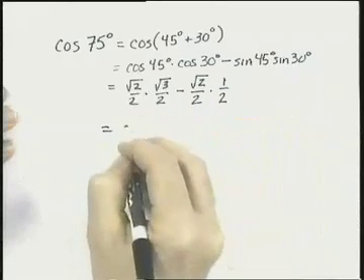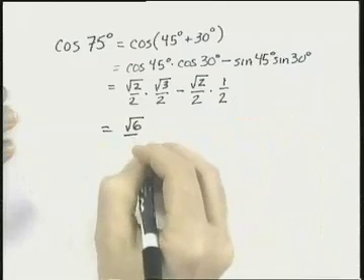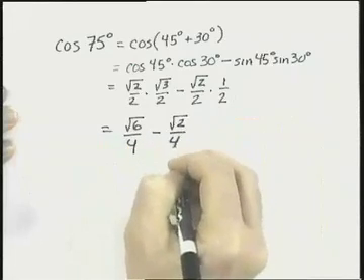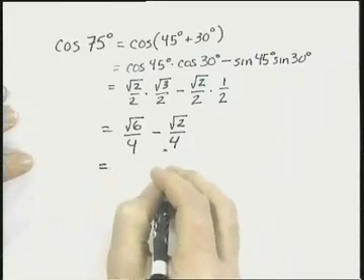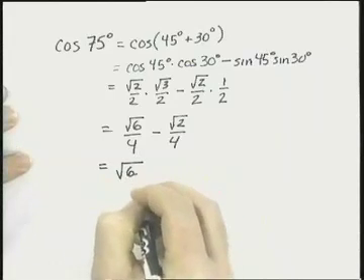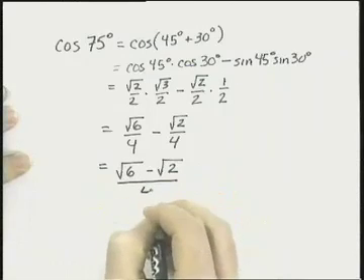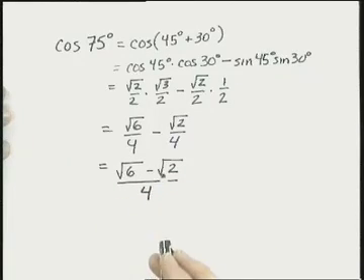Square root of 2 times square root of 3 is square root of 6 over 4, minus square root of 2 over 4. I have a common denominator, so I can write this as square root of 6 minus square root of 2 over 4. This is an exact value of the cosine of 75 degrees.